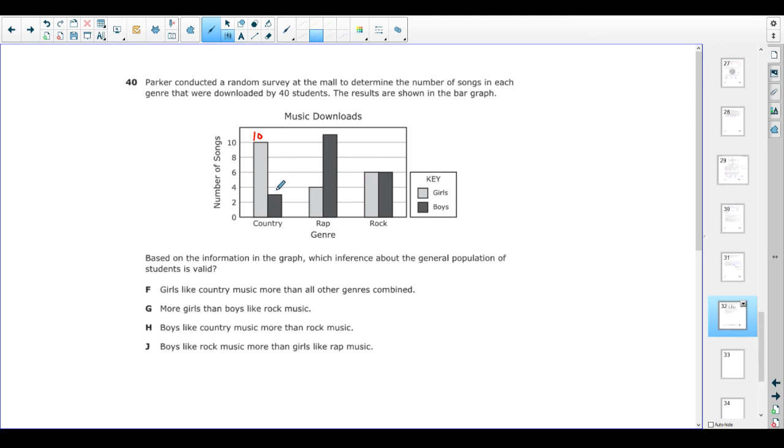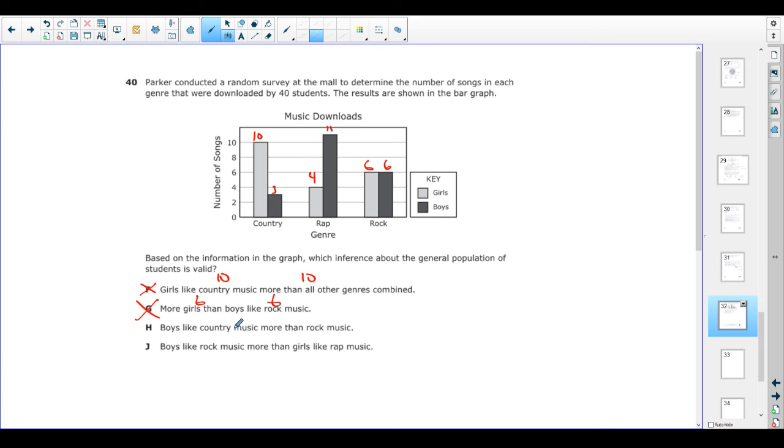We saw 10 girls like country, 3 boys like country, 4 girls like rap, 11 boys like rap, and 6 for rock music. Alright, so girls like country music more than all other genres combined. So country girls was 10, and then all others combined is 4 plus 6, which is also 10. 10 is not more than 10. That can't be the right answer. More girls than boys like rock music, but no, it's 6 and 6. Again, it's a tie, so it's not more. So for the same reason, that's not correct.